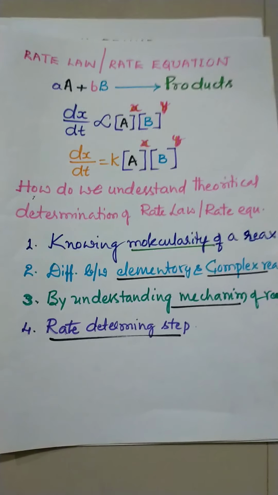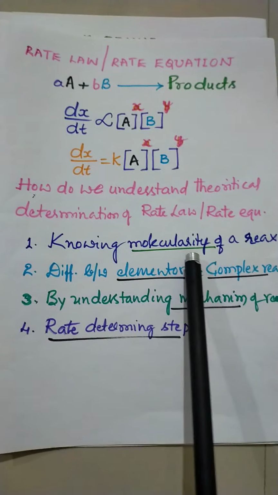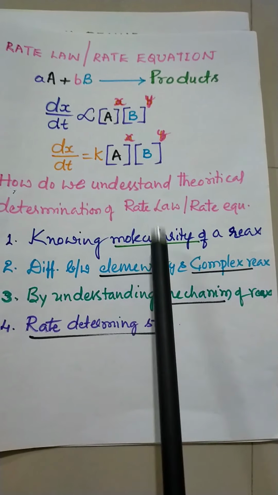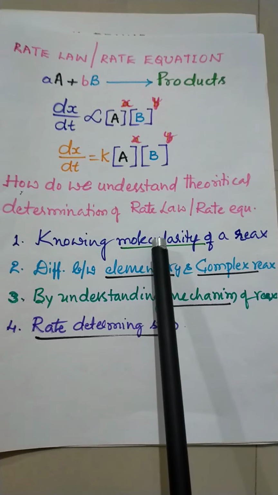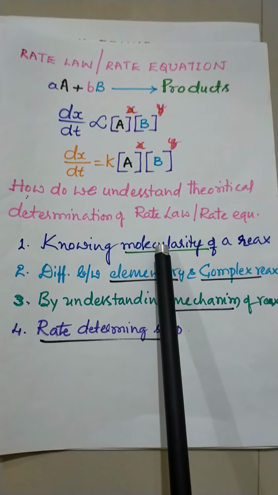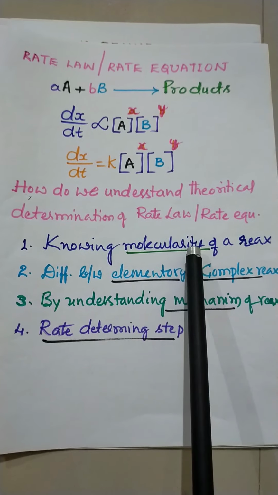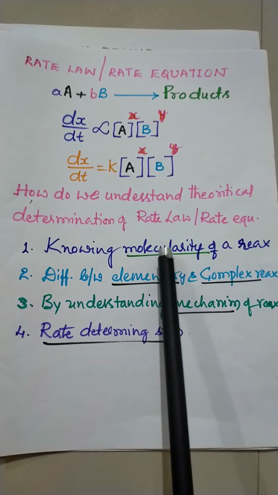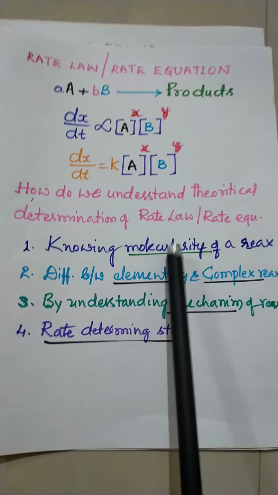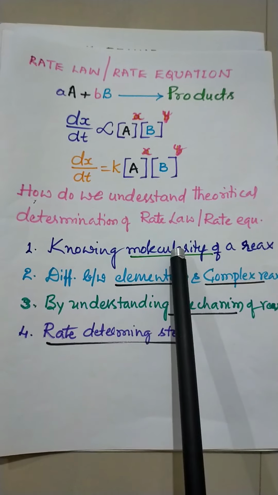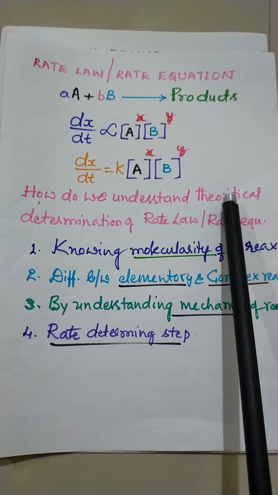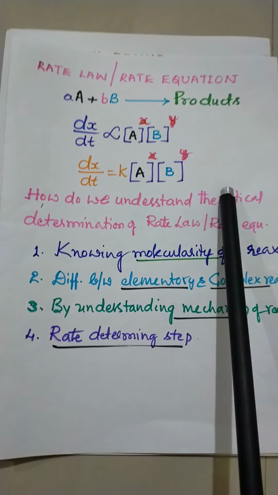So here are some terms. By knowing the molecularity of a reaction. So we should know the molecularity. Molecularity in the sense of how many moles of the substances are involved in the reaction. The number of moles involved in that reaction is called molecularity. Then only we can come to the rate law and then the rate equation theoretically.